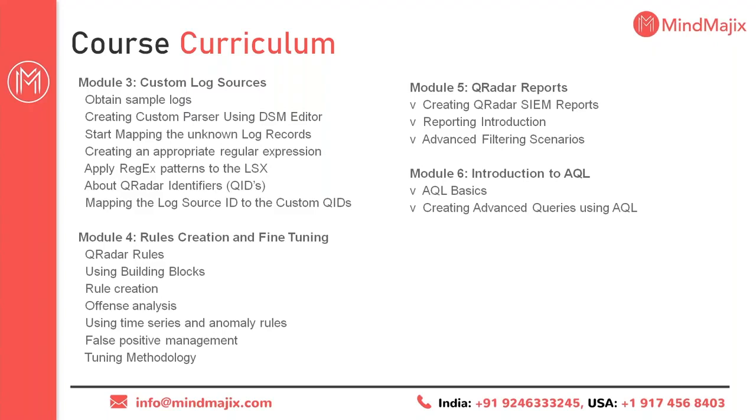Next is tuning methodology. As I already told you, we have to select a proper traffic direction and we have to select the proper properties of which thing you want to allow. Next is QRadar reports. In QRadar reports, we have creating a QRadar SIEM report. Okay, in SIEM reports, I already told you there are 841 report templates already installed in QRadar. In the community edition, there are not a total of 841, but we can create our own templates there.